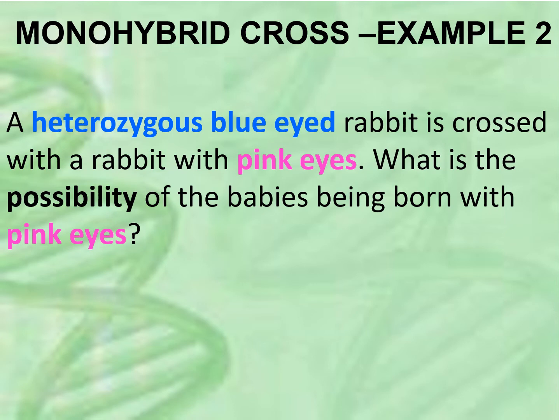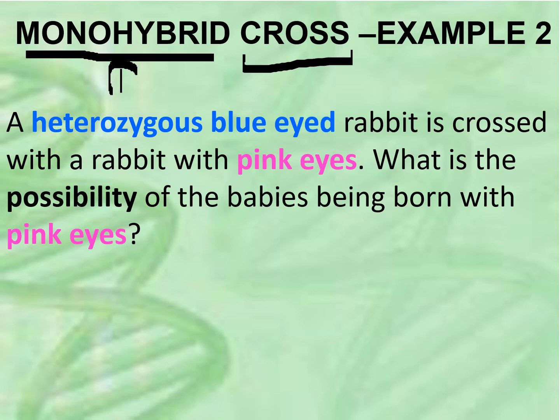Next, we can apply all of this knowledge into understanding genetic crosses. There are 4 examples of crosses we are going to look at, starting off with monohybrid crosses. Monohybrid crosses involve a cross in which just one trait is looked at. So on this slide, we are told that a heterozygous blue-eyed rabbit is crossed with a rabbit with pink eyes. What is the possibility of the babies being born with pink eyes?